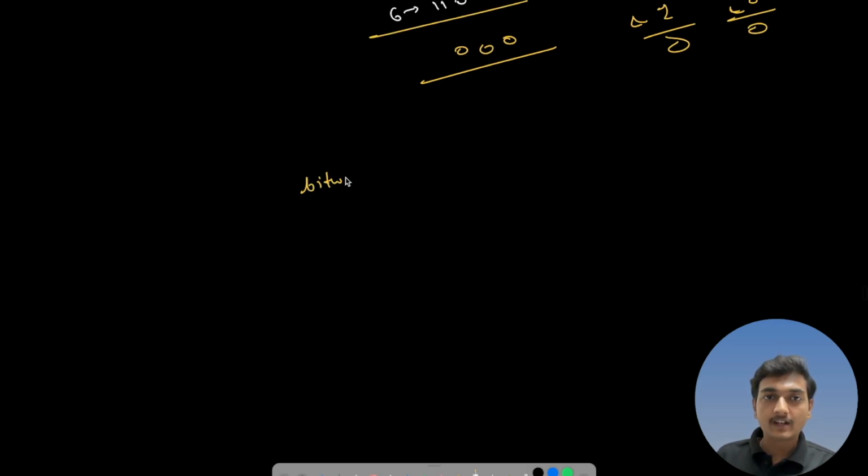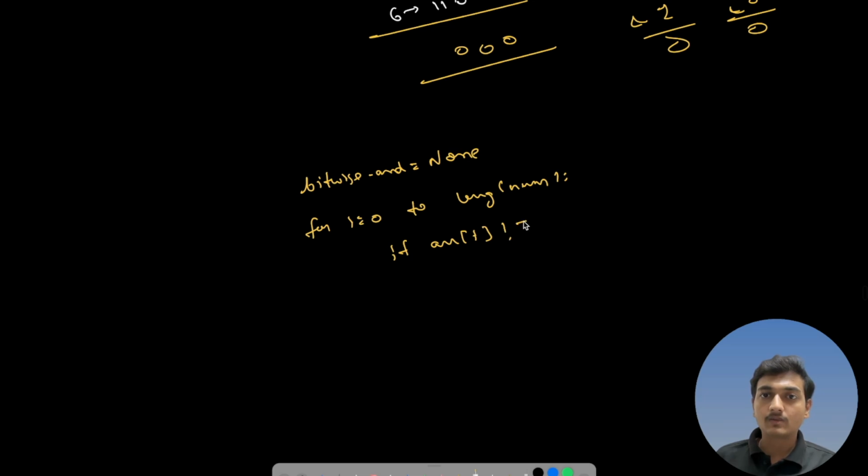I would define my bitwise AND something like this, as None. Now what will I write? I will write for i equal to 0 to length of the array nums. Now what do I need to do? If array of i is not equal to i, that means it is not in its correct position. Now I need to check first of all if bitwise AND is equal to null or None, whatever you want to call it. If it is null or None, then I just need to assign this value: bitwise AND would be equal to array of i.